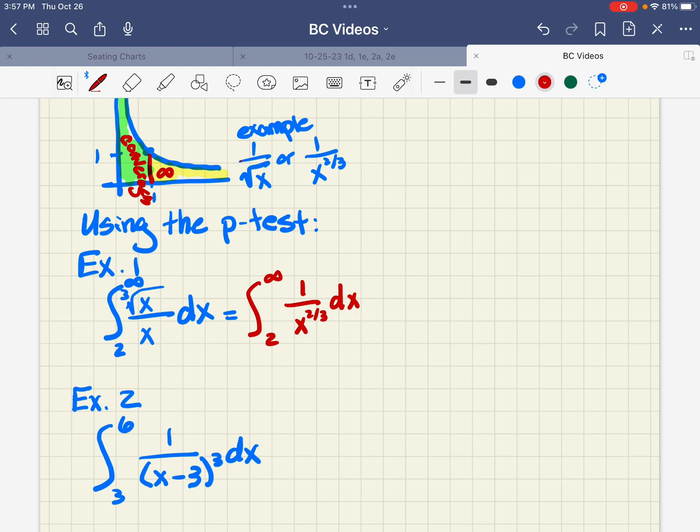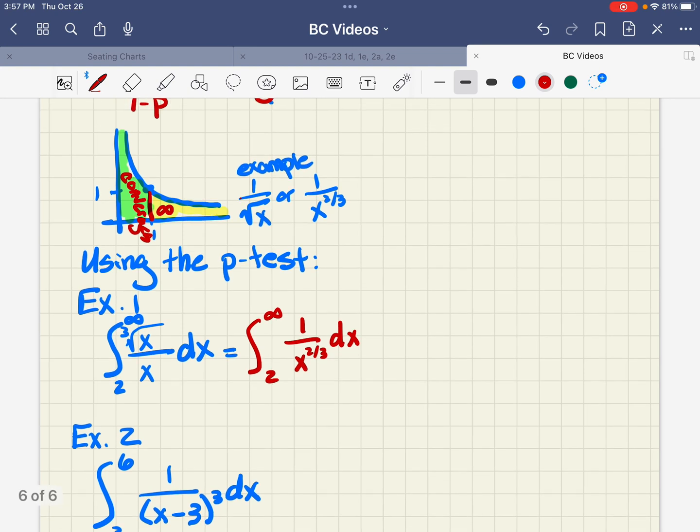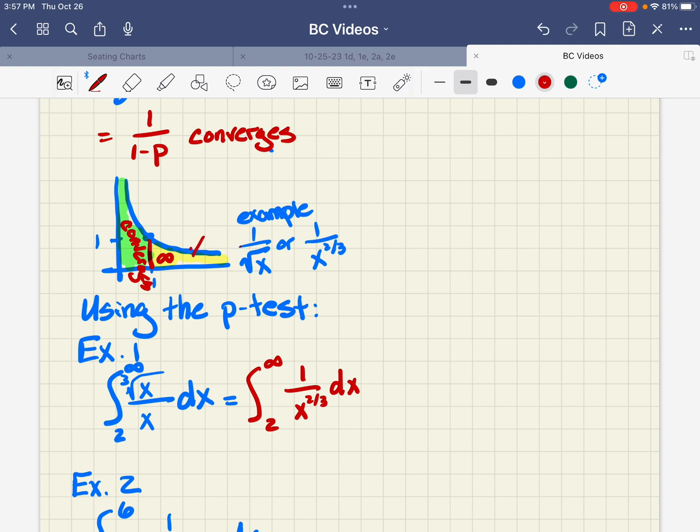So p here is 2/3, which is the less than 1 case. And so we look at this and we say this is from 2 to infinity, so it's like this here, right? And that diverges. So you would say this diverges by p-test, and then specify p equals 2/3, which is less than 1. Okay? That's all you have to do now, if you can get it in this form.